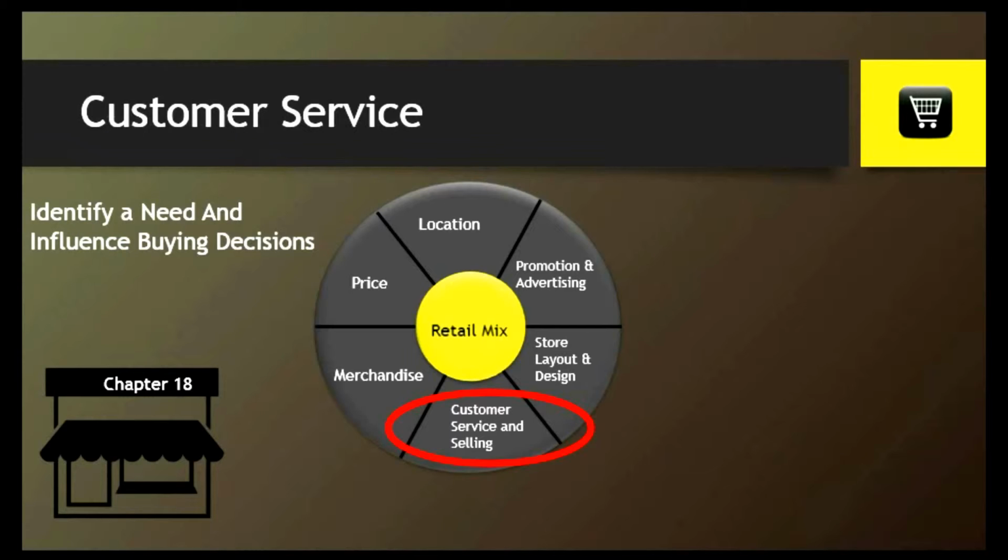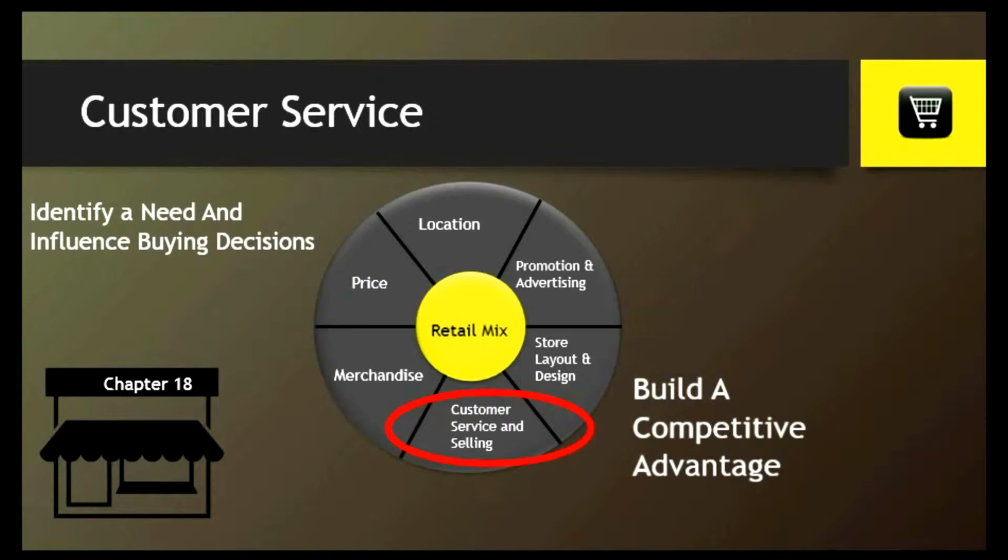Now, how can customer service influence a need and influence a buying decision and identify a need? Well, just looking at this simply, asking a customer if they need help can definitely, on a face-to-face storefront, identify a need. And as you get to know the customer more, you can influence that buying decision to meet that need. And in turn, what you're doing is you're building a competitive advantage.